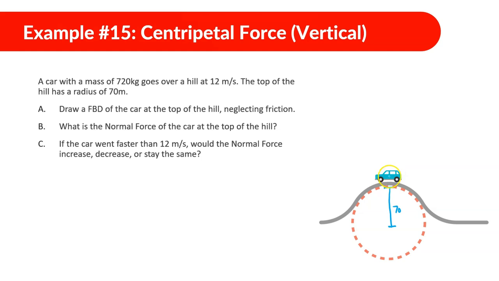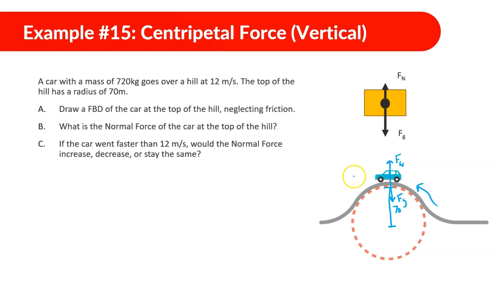Okay, so what are we going to have? We're going to have force of gravity going down, and there's going to be a normal force going up like that. Okay, so it should look something like that. And the normal force should be less, because like we said, as this car is going up the hill, as it's reaching the top, it's losing contact with the ground. If it went really, really fast, it'd fly off the ground and it wouldn't have any contact with the ground. Okay, B. What is the normal force of the car?